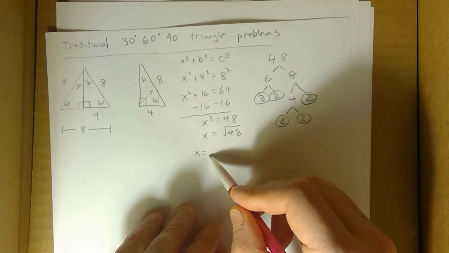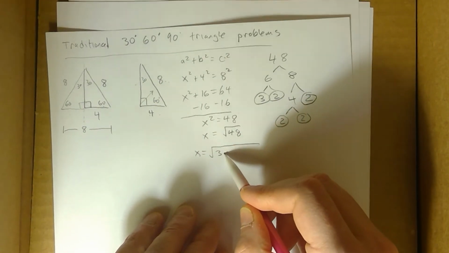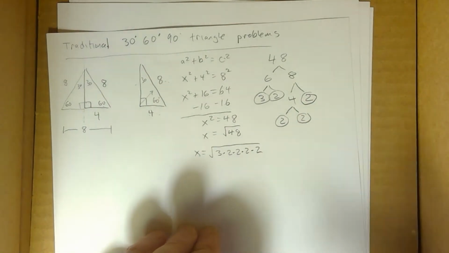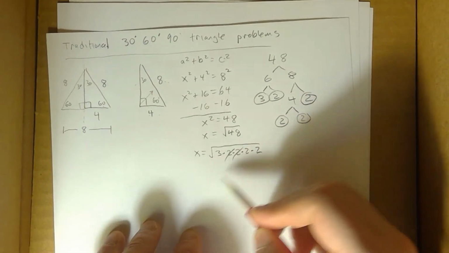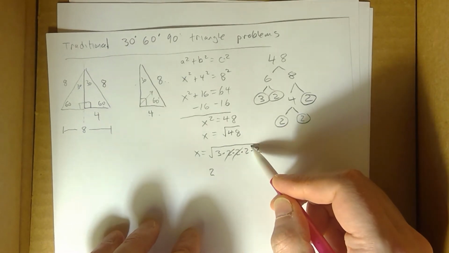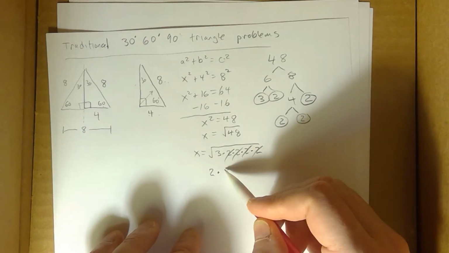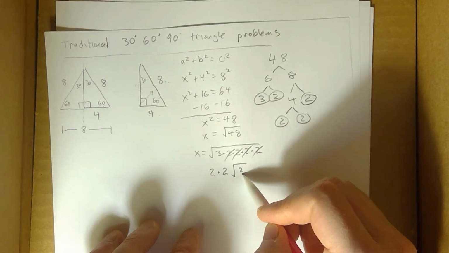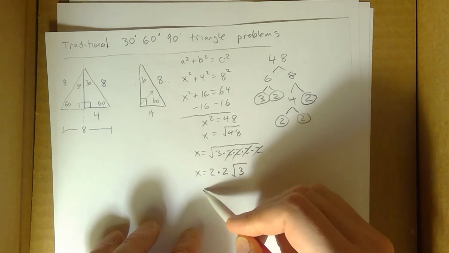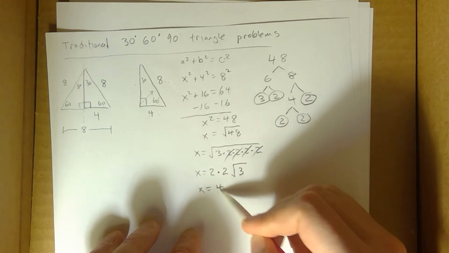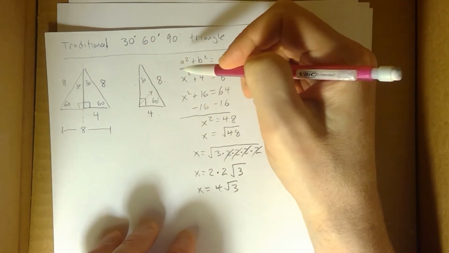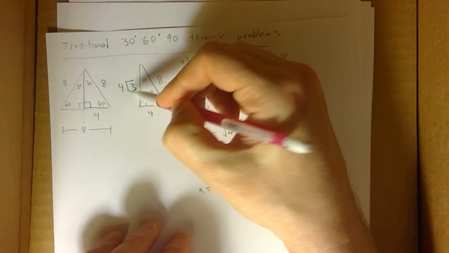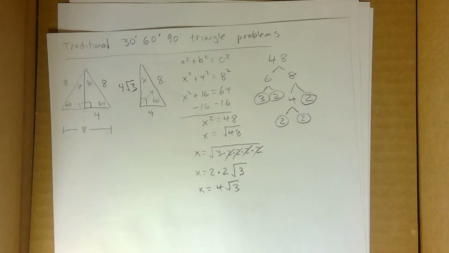All right, so this is going to be 3 times 2 times 2 times 2 times 2. Cross it out twice, write it down once. Can we do it again? Of course we can. Cross it out twice, write it down once. Can we do it again? No. So what stays in is the 3. So when we clean this up, 2 times 2 is 4, radical 3. And this is what our triangle looks like.